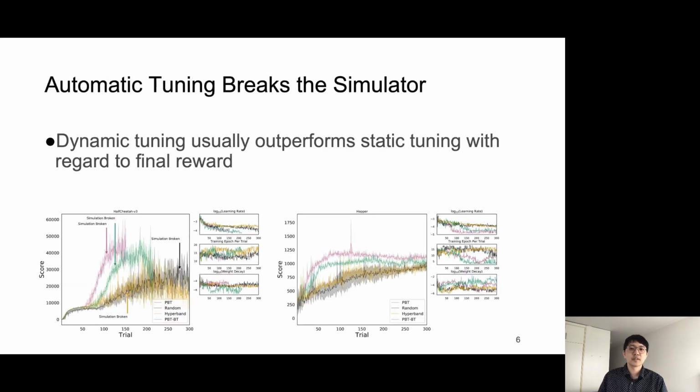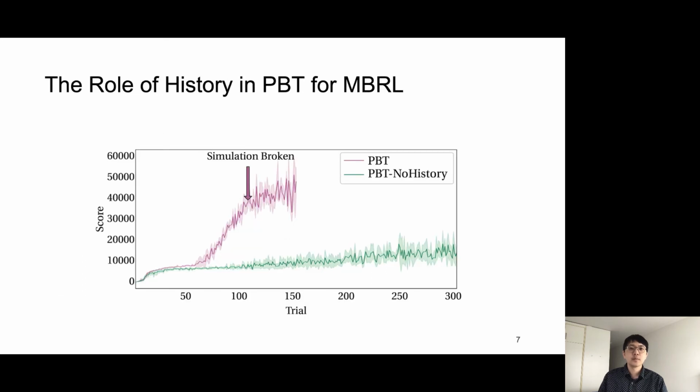By using HPO methods, we managed to break the simulation in the half-cheetah environment, and with dynamic training methods, we get even better performance. HPO methods also give us insights about hyperparameters. For example, HPO discovered a learning rate decay schedule without a predefined scheduler. One important part which makes PBT work in MBRL is that it also copies the history when hyperparameters are changed. This indicates that MBRL is a non-stationary process. The hyperparameters and the corresponding training data are related to each other closely and cannot be considered or tuned separately.